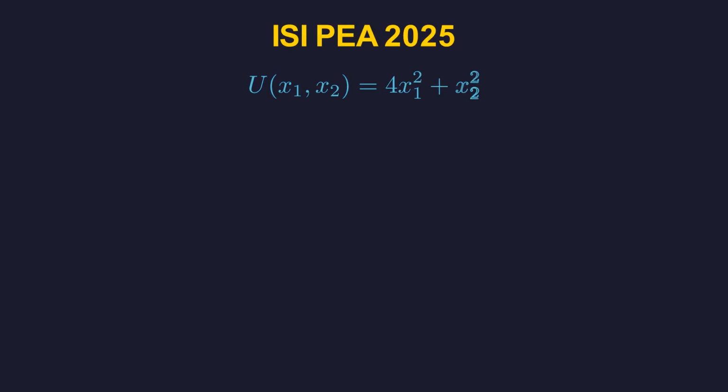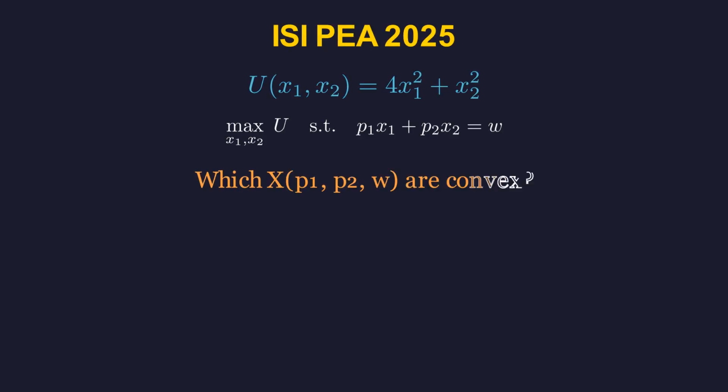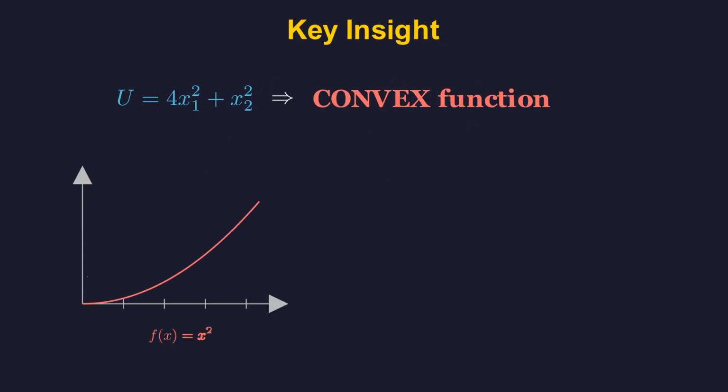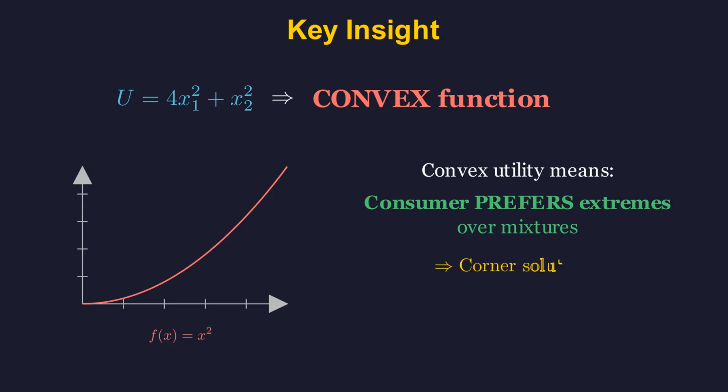IIT 2025. A consumer has utility function U equals 4x1 squared plus x2 squared. She maximizes utility subject to a budget constraint. The question asks, which solution sets are convex? The key insight: this utility function is convex, not concave.